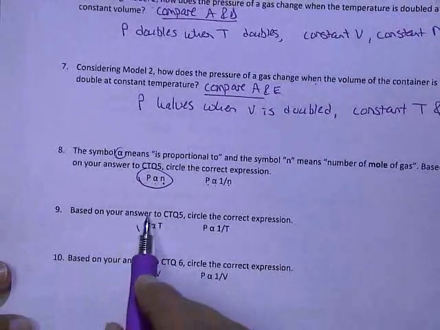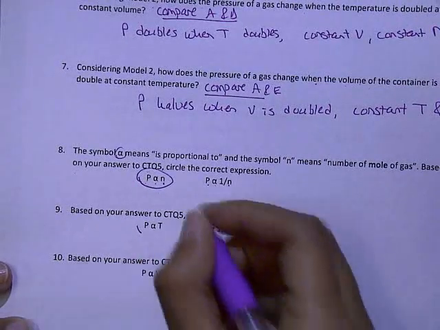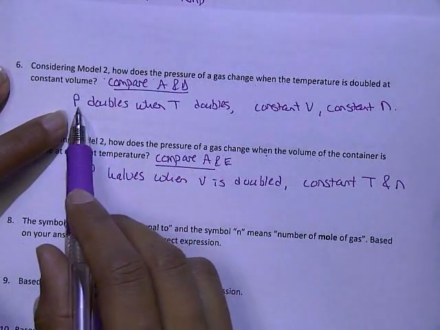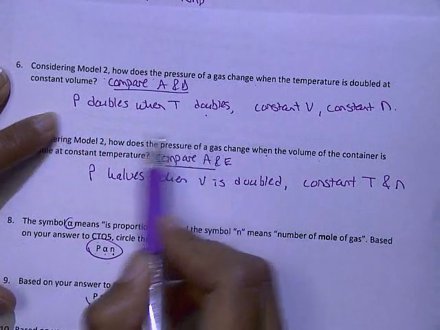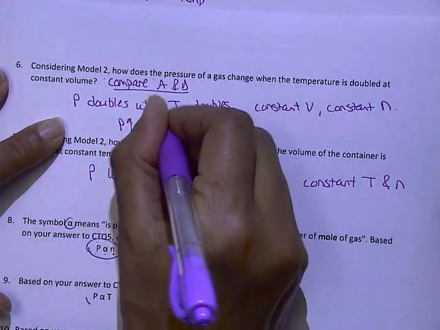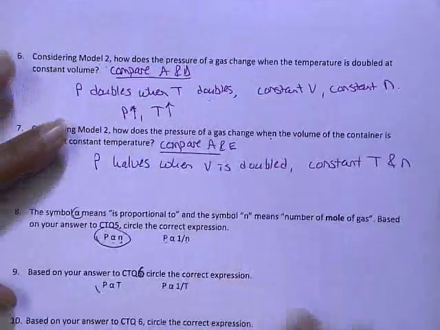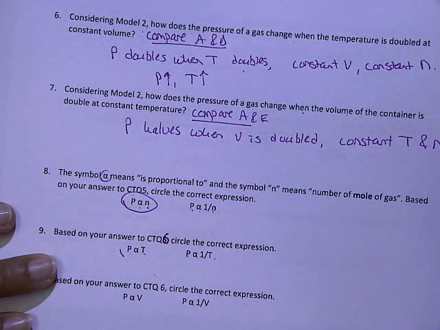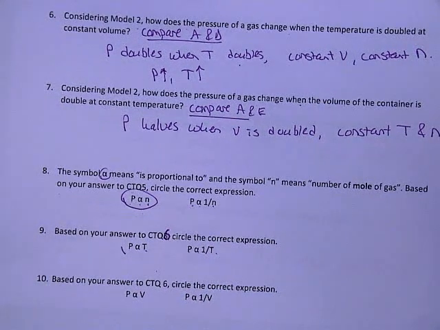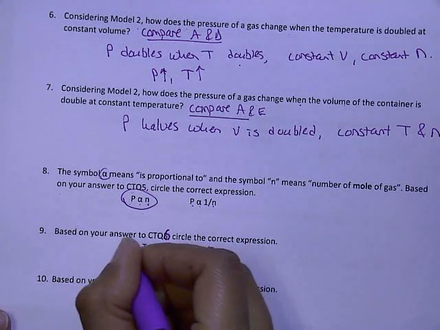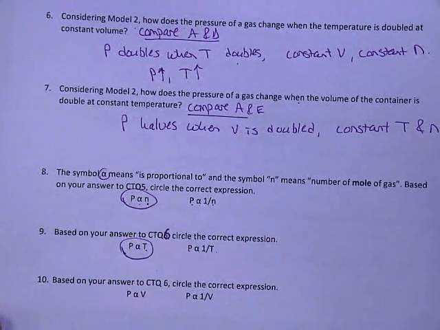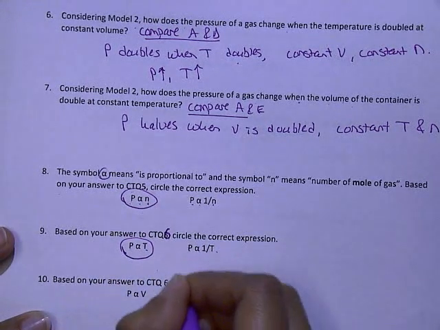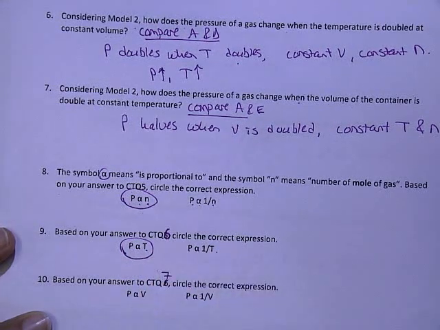All right, let's take the next. This should actually say critical thinking question number 6. So in critical thinking question number 6, we saw that P doubles when T doubles. Or you can also think P increases as T increases. Okay? So based on this, is P proportional to T or is P inversely proportional to T? Pause the video, think about it. You're absolutely right. P is still proportional to T because as one increases, the other increases as well.